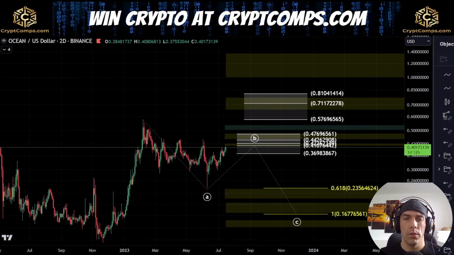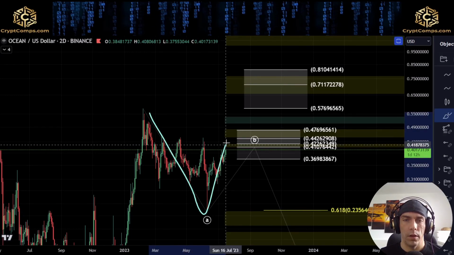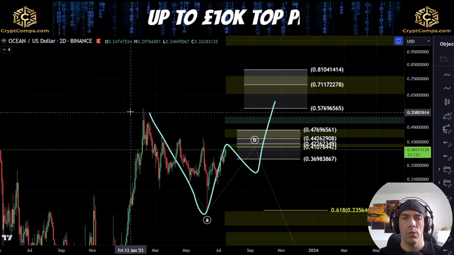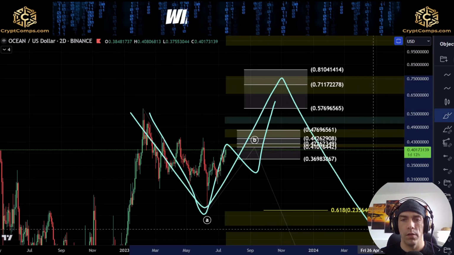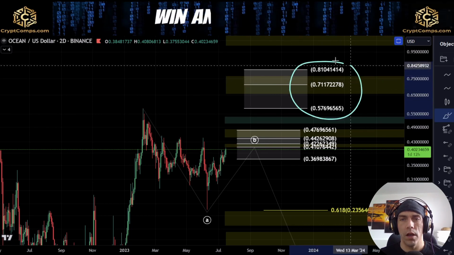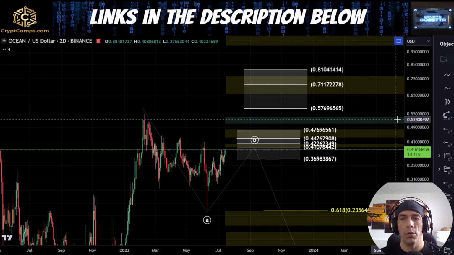What I'm being mindful of here, however, is that if this is an A wave and we see something like this, A, B, and C, and we actually look to break these highs, potentially what we could be looking for here is rather something like a flat correction, where we could see price even move up towards these higher levels here of this 810 to this 5769 as a possible B wave target.